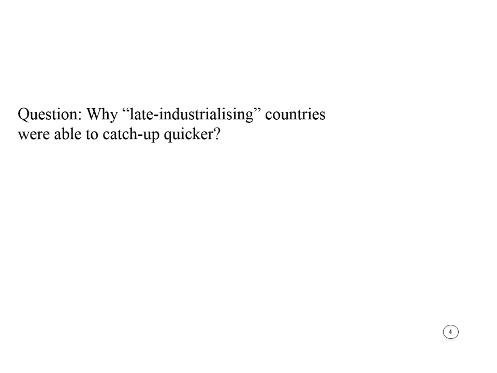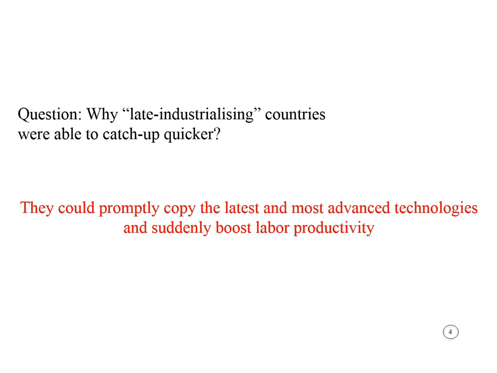The advantages of backwardness. Backward countries can easily imitate the latest technology. It's like a relationship between siblings. The older one goes through life, makes all the mistakes, you come along, you learn from the mistakes of the other one, and you imitate the solutions very quickly and cheaply. Okay. So, if you want an answer, they could promptly copy the latest and most advanced technologies and suddenly boost their labor productivity. Good?